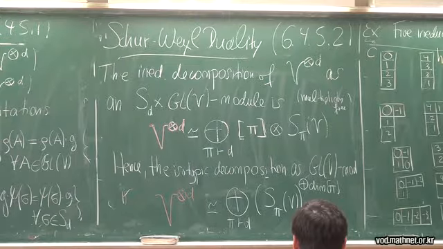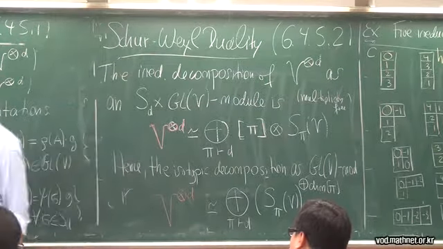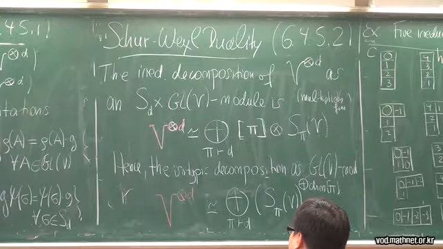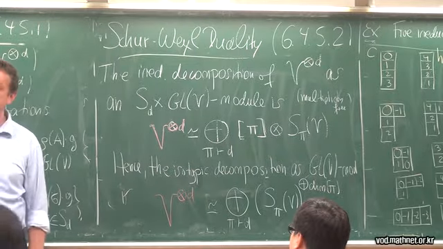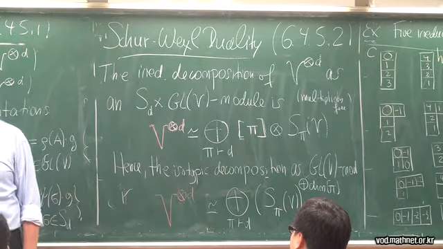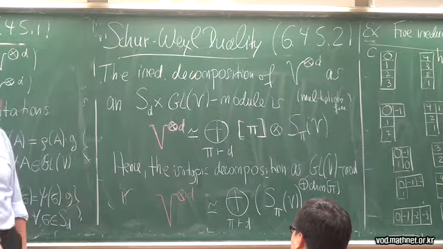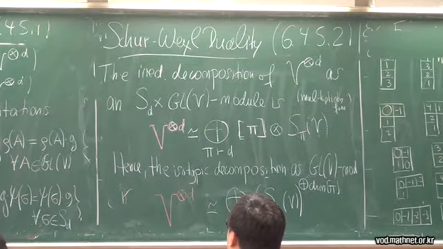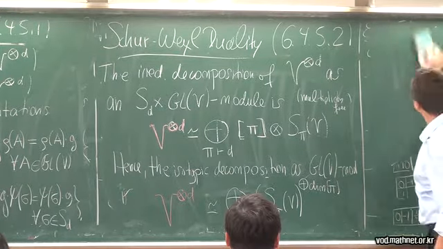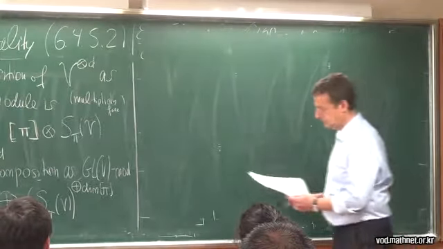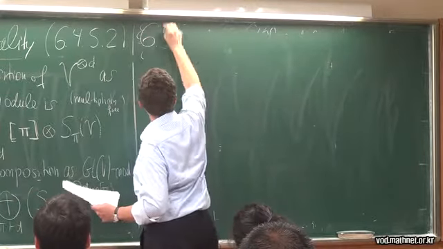I know this is tough, but it's going to get tougher. So now, we've decomposed the space of tensors. That's nice. But we want to do better. We want to study polynomial functions on tensors. We're not only interested in tensors, but in spaces of polynomial functions on tensors. And that's section 6.5.